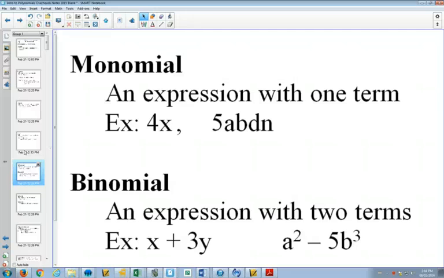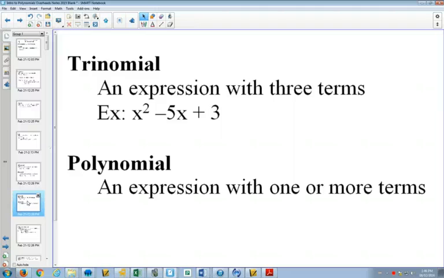Here is a question for you. If a monomial is an expression with one term and a binomial is an expression with two terms, what do you think we will call an expression with three terms? Trinomial. An expression with three terms, a trinomial.